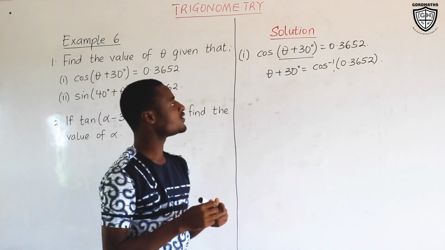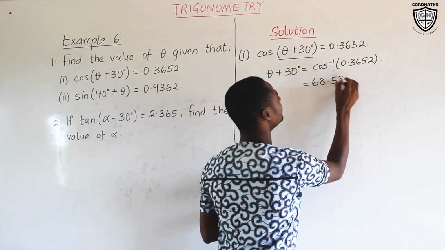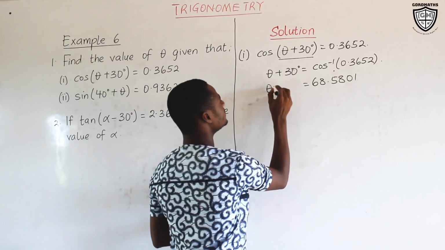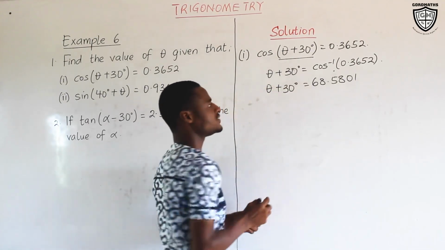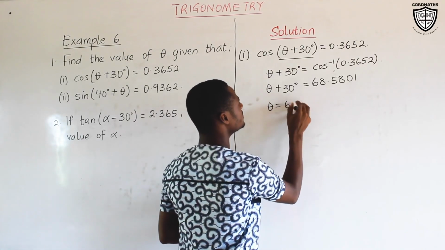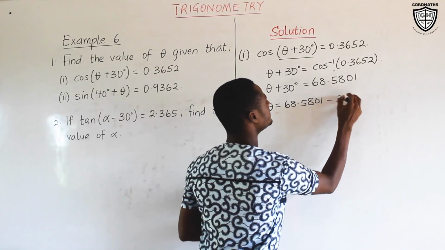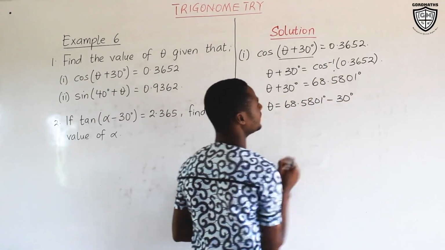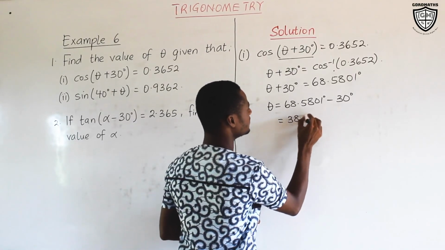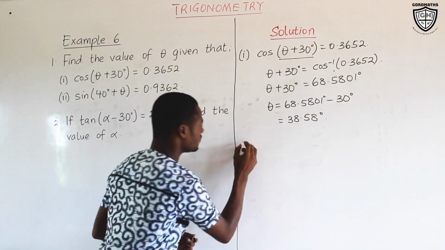And the cos inverse of 0.3652 is 68.5801, which is equal to theta plus 30 degrees. We want to find the angle theta. So theta is equal to 68.5801 minus 30 degrees. This is also an angle, and that is equal to 38.58 degrees.